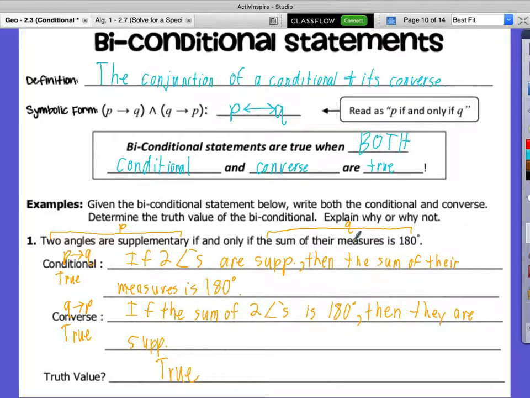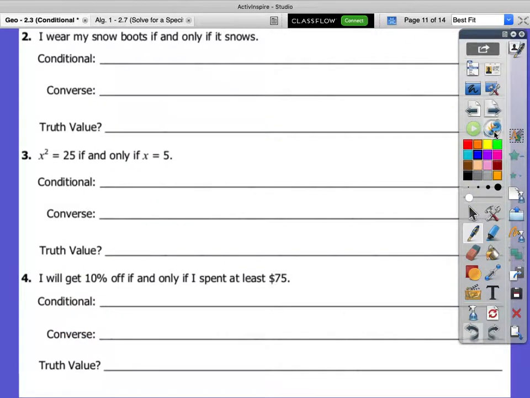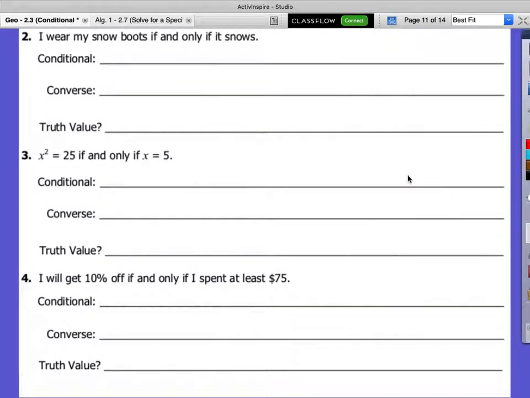Now we're jumping off from there into where we're going. So let's do example 2 on this page. I wear my snow boots if and only if it snows. That's a biconditional. What's our hypothesis here? A good idea is to highlight what our hypothesis is. Colton: if it snows. Not quite. I understand you saw the if. We see if and only if because it's biconditional, but we block out the if and only if, and we look at just the left part and the right part.